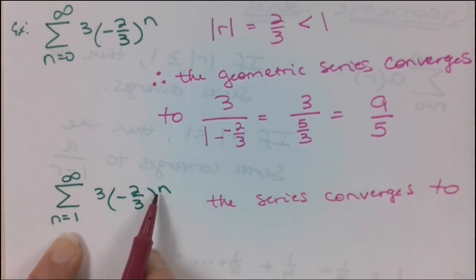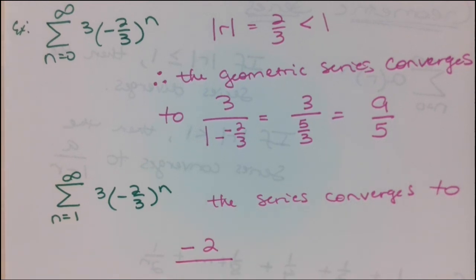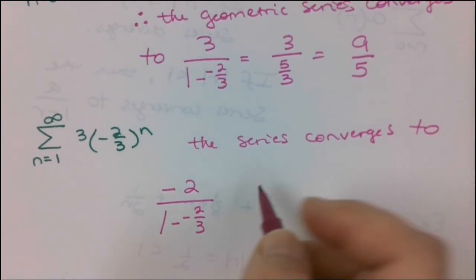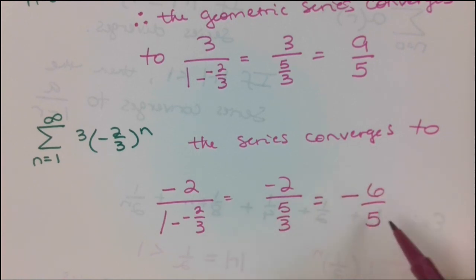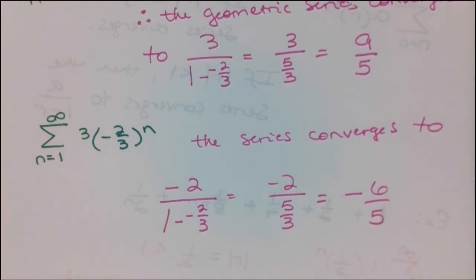If I'm starting at 1, then this is going to be negative 2/3 times 3, which would be negative 2, over 1 minus negative 2/3, which is negative 2 over 5/3, which would be negative 6 over 5. And so the sum of this series, when we start at a different counting number, ends up being negative 6 over 5.